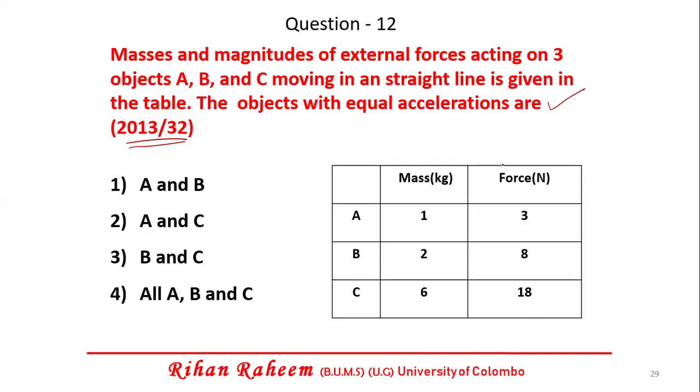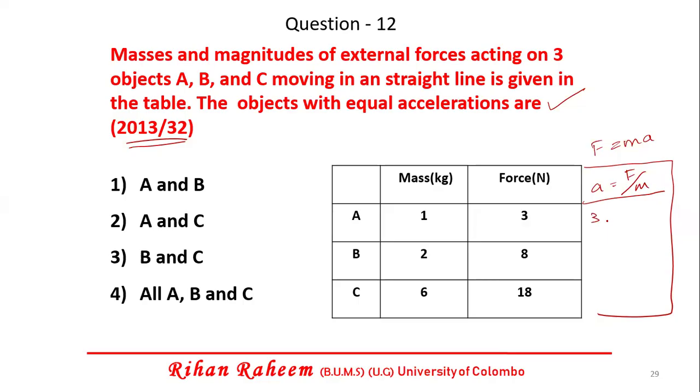Very simple question. It's like this. The force is given, mass is given. We have to check the acceleration. If there are equal accelerations, that is the answer. So we'll put a column for acceleration. To get the acceleration, we know we are using the equation F equals ma. Therefore, acceleration equals force over mass.